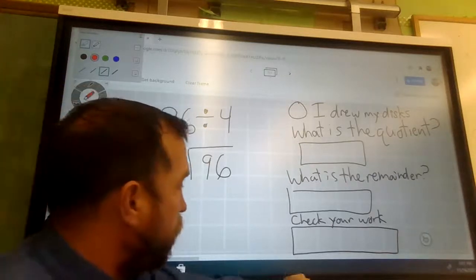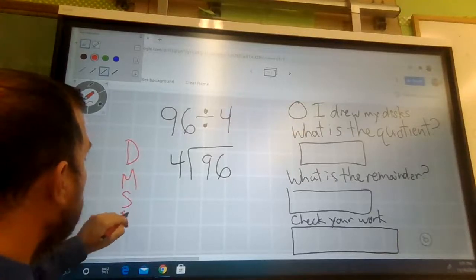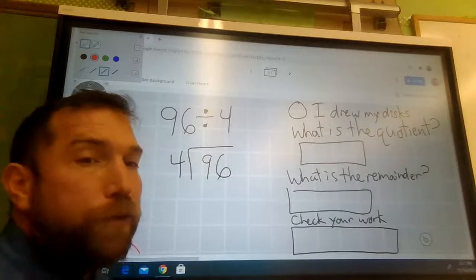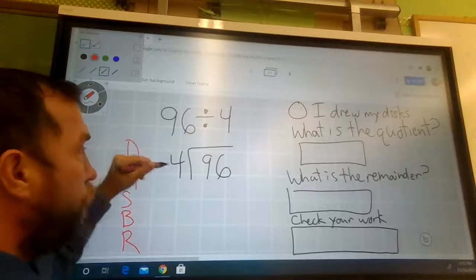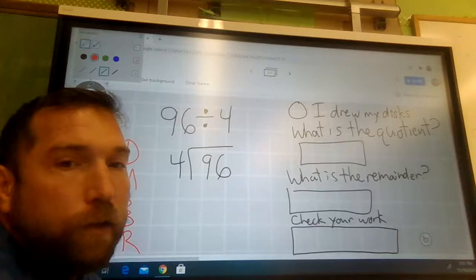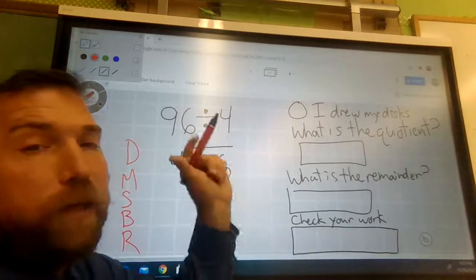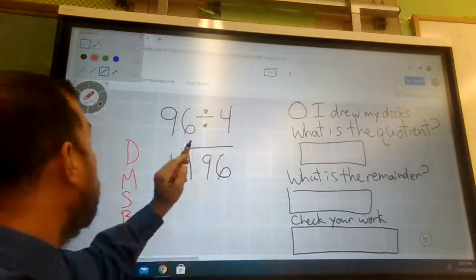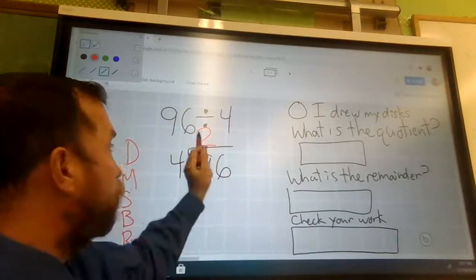and I think back to my DMSBR. Divide. I'm asking myself, how many groups can I make? That's kind of the essential question I'm thinking of. Okay, when I'm dividing, how many groups of 4 can I fit into 9? I'm thinking, if I have 9, I'm thinking my math facts for 4, I can definitely make more than that. 8, 12, too big. I don't have 12. Okay, so I can only do 2 whole groups of 4. Remember, this is groups or teams.